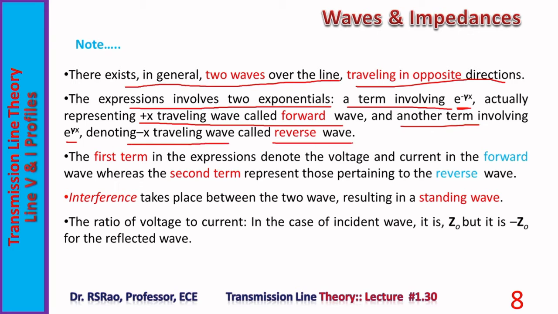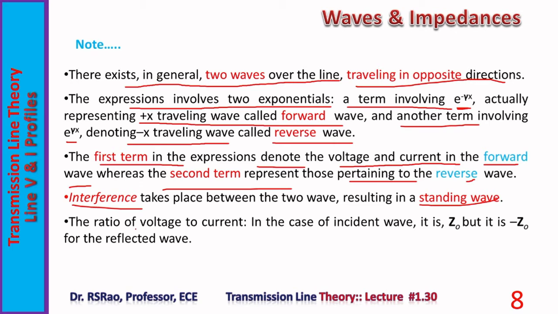In the expression for V and also for I, one can notice there are two terms. One term involves e power minus gamma x, another term involves e power gamma x. But e power minus gamma x is the equation of a wave traveling in the positive x direction. So because of the presence of those expressions, one can say that the forward wave and reverse wave exist over the line. The first term in the expressions denotes voltage and current in the forward wave, whereas the second term represents those pertaining to the reverse wave. Interference takes place, resulting in a standing wave pattern.